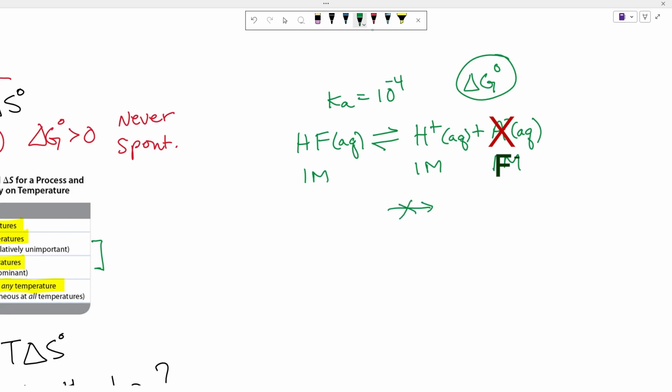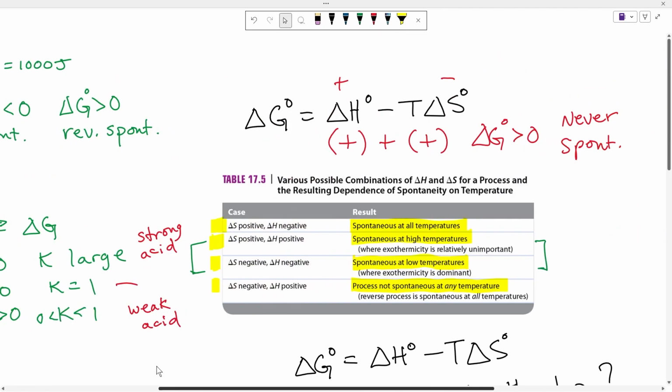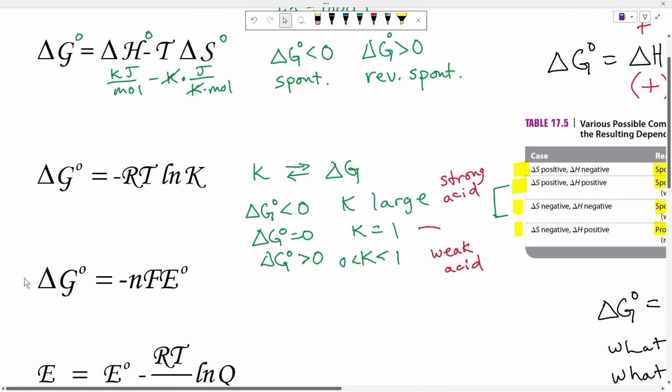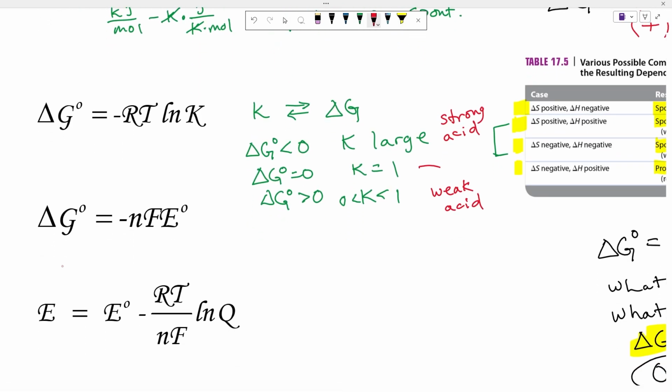It's not spontaneous in the forward direction. It is spontaneous in the reverse direction. Let's cross this out with red. So in other words, if you take, say, a strong acid and a conjugate base and then HF, all of the same concentration, it's going to move to the left, not the right. So bottom line is this formula allows you to interconvert between delta G and the equilibrium constant.